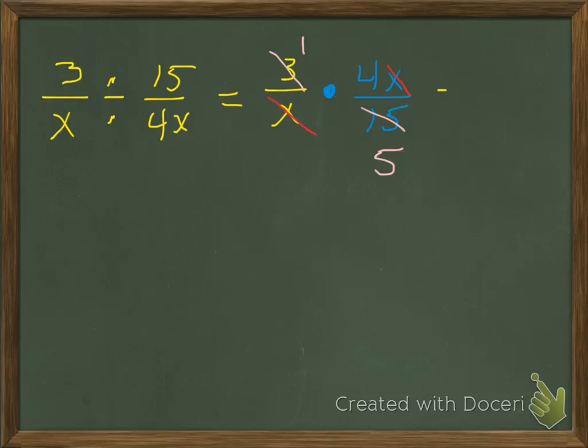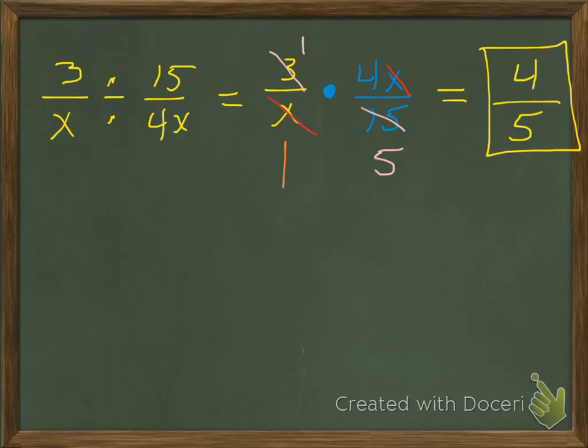So we have 1 times 4, which is 4. Downstairs we have just 5. So when I do cancel the x's, it's really x goes into x once, x goes into x once. So those are there also. Okay. Let's look at one more.